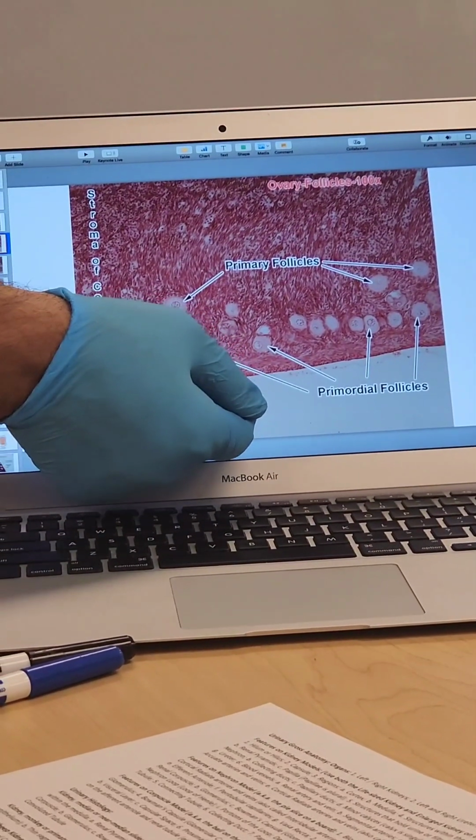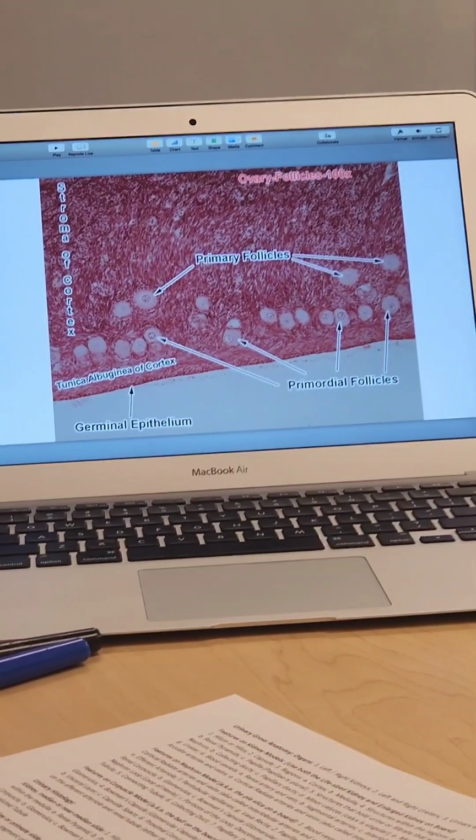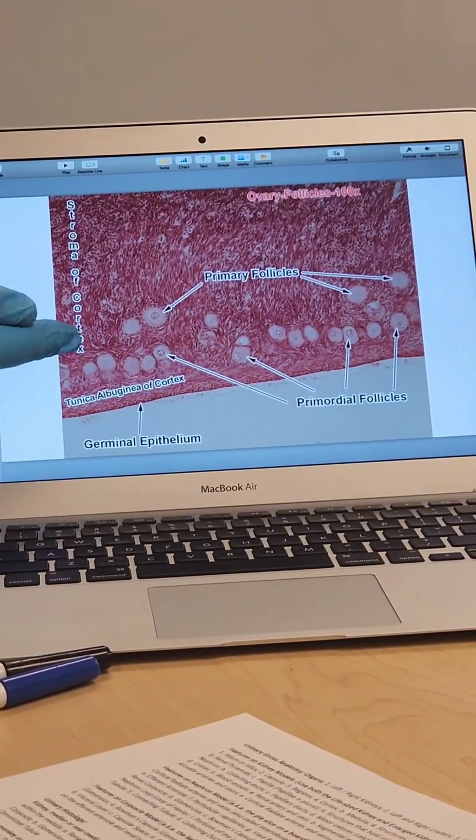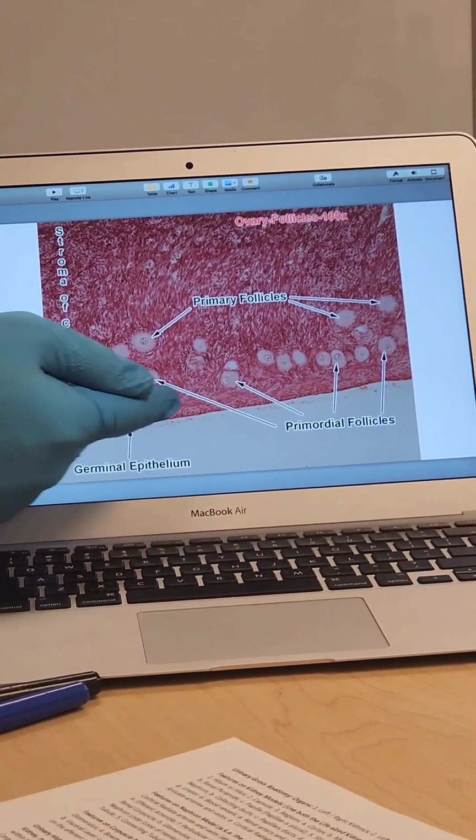So the very thin line on the outside, obviously that's the germinal epithelium, agree? Yep. And inside the germinal epithelium, where you don't see the rounded stroma, can you see this layer of connective tissue, very thin connective tissue?